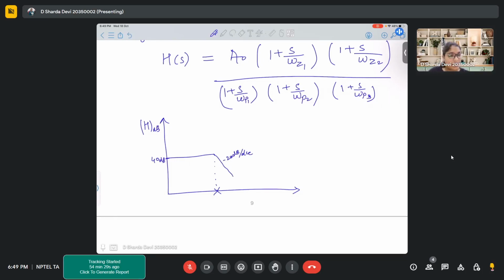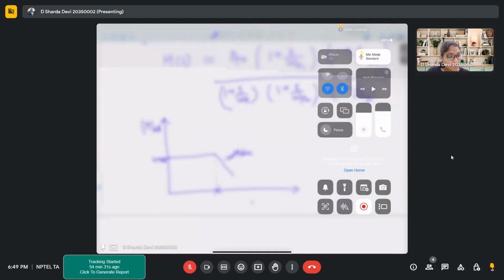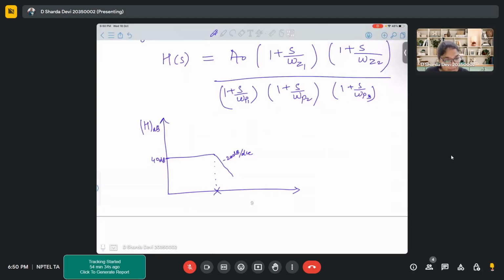Correct. Now I encounter the first zero. It should be plus 20 dB per decade. No, no. So what will happen? See, here a zero introduces a plus 20 dB per decade slope. A pole introduces a minus 20 dB per decade slope. In this case, the slope was already zero, so you introduced minus 20 dB per decade.